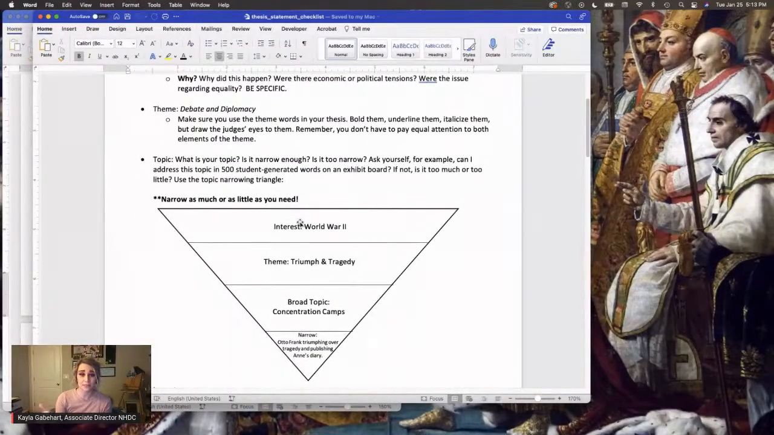So we've talked about being specific. We've talked about our 5 W's. Now we're going to get into the theme before we look at the topic. So the theme is debate and diplomacy. Like I said before, make sure you use the theme words in your thesis. You can bold them, you can underline them, you can italicize them, draw the eye to them.